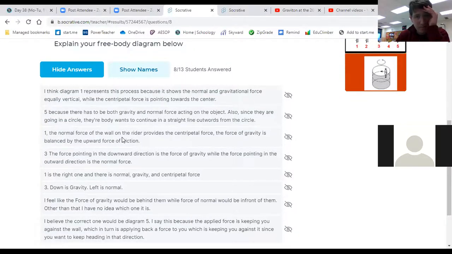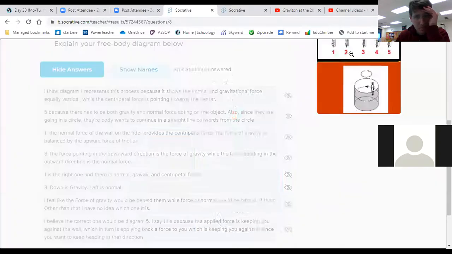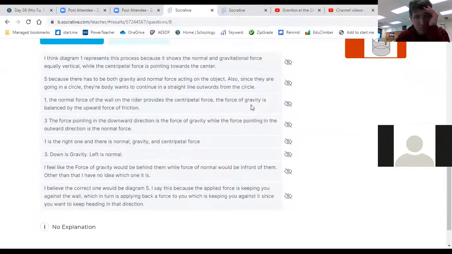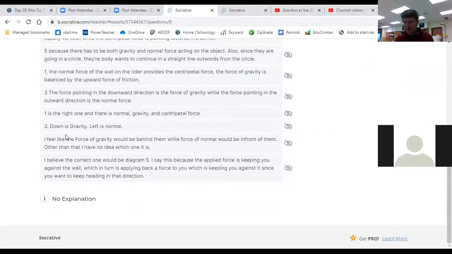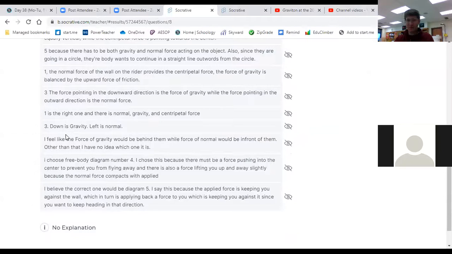Let's see here. All right. So here's what I'm going to say. Just like the other ones we've talked about, centrifugal force, center-fleeing force, does not exist. That means we cannot have anything going backwards. What I'm actually going to say the answer is, it's this one. I think it was one.